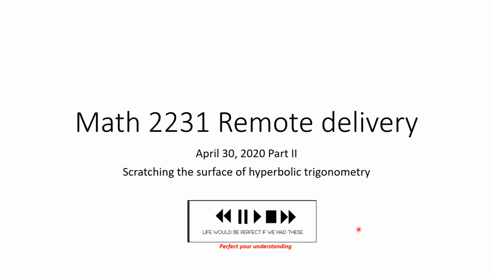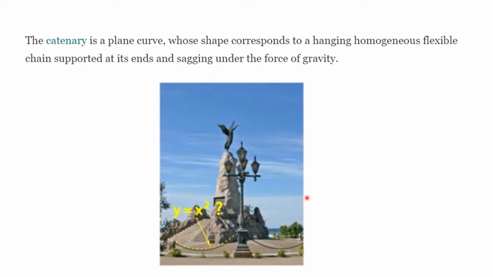This is part 2, and we're scratching the surface of hyperbolic trig functions, and when you see this, you know what to do and when to do it. The catenary is a plane curve, and its shape corresponds to a hanging, homogeneous, flexible chain supported at its ends and sagging under the force of gravity. Thomas Jefferson, our third president, actually came up with this name.